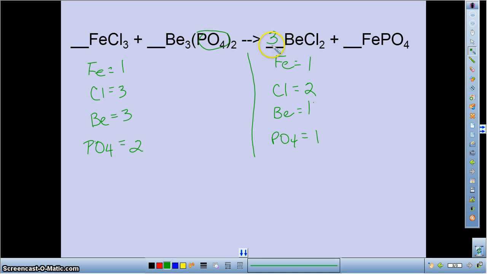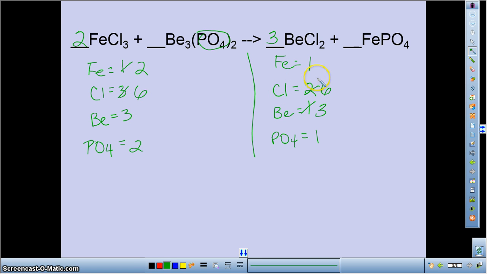So putting the coefficient 3 in front of BeCl2 changes the beryllium to 3 and the chlorine to 6. So now beryllium's okay, but my chlorine's not. The good thing about the chlorine is we've noticed we have 6 on this side and 3 on this side. So I can come over here and put a 2 out front. That's going to change iron to 2, and it changes my chlorine to 6 because we have multiples.